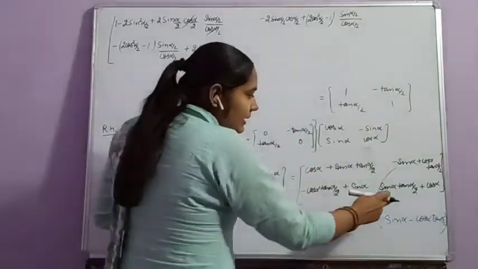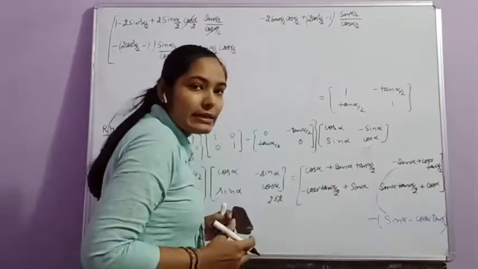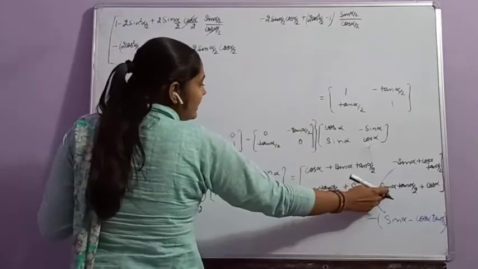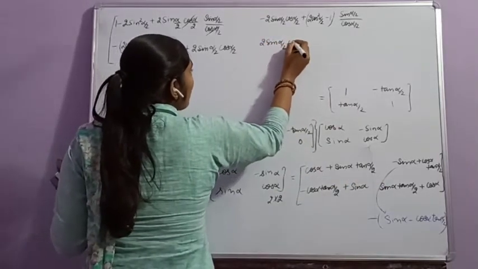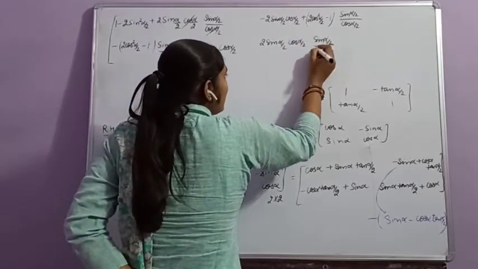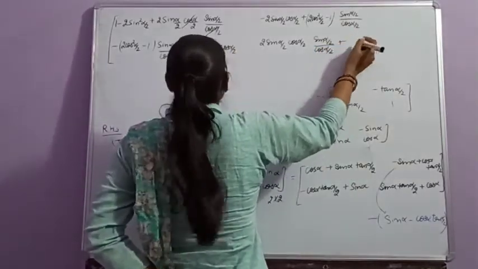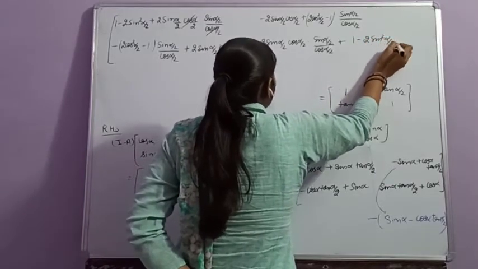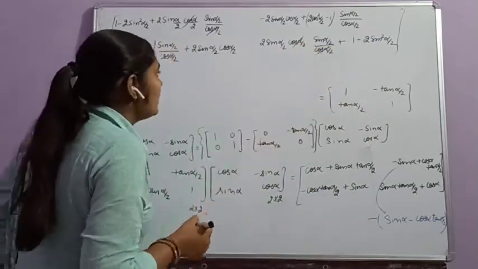Similarly, we can see that sin alpha into tangent alpha by 2 plus cos alpha, these two quantities are the same, so we replace them: sin alpha can be written as 2 sin alpha by 2 cos alpha by 2, into tangent alpha by 2 written as sin alpha by 2 divided by cos alpha by 2, plus cos alpha, which is equal to 1 minus 2 sin square alpha by 2. Cos alpha by 2 cancelled out.